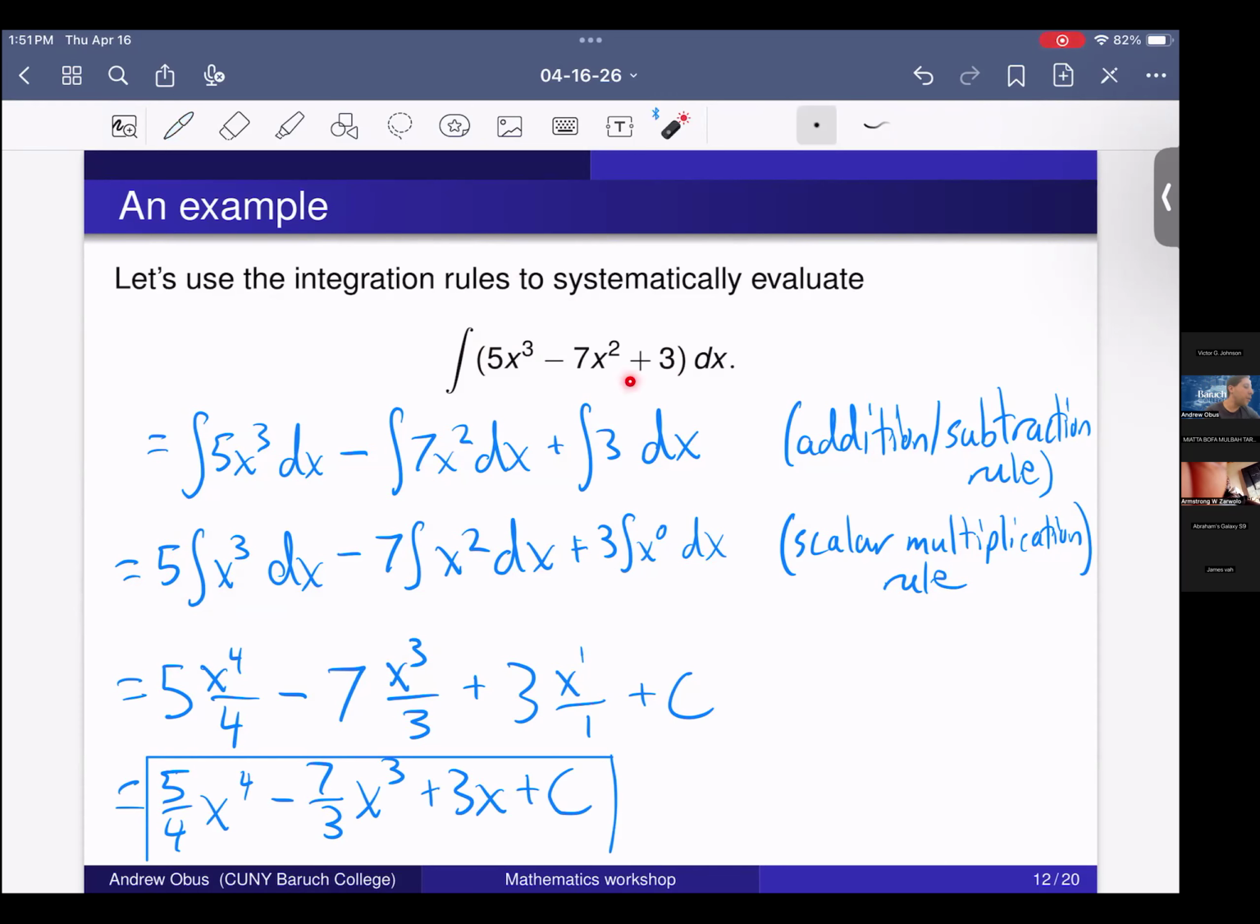Okay, so if you have a polynomial like this, you can just always use these rules. Break it up into the terms, pull out all the constants, and then use the power rule to integrate. So this is a pretty straightforward process. And it means that we no longer have to guess. I don't have to guess what's a function whose derivative is 5x cubed minus 7x squared plus 3. I can just do it systematically step by step. So this step is the power rule. Okay, any questions?